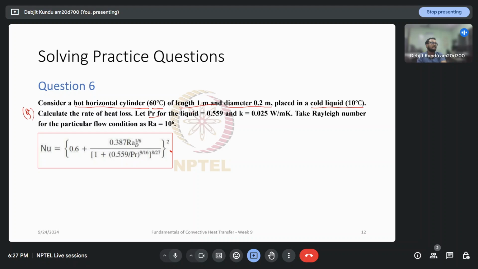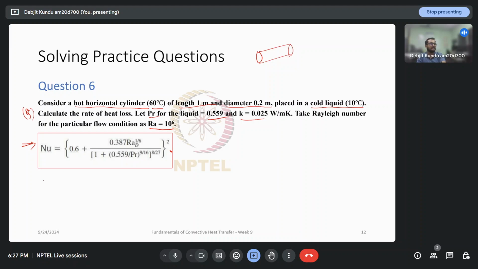Now, Prandtl number of the liquid is given, so is the conductivity. Now, it's taken that Rayleigh number for this particular flow condition is Ra equals 10 power 6. So, what will be the rate of heat loss? So, we already have this expression given by Churchill and Chu, which we are using for horizontal cylinders placed in liquid.